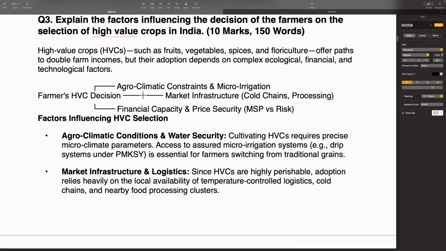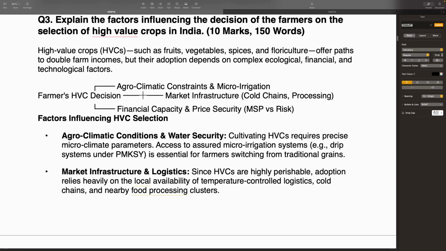Question 3. Explain the factors influencing the decision of the farmers on the selection of high-value crops in India. High-value crops such as fruits, vegetables, spices, and floriculture offer paths to double farm incomes, but their adoption depends on complex ecological, financial, and technological factors. This is the flow diagram: farmers' HVC decision, agroclimatic constraints and micro irrigation, market infrastructure, financial capacity, and price security.